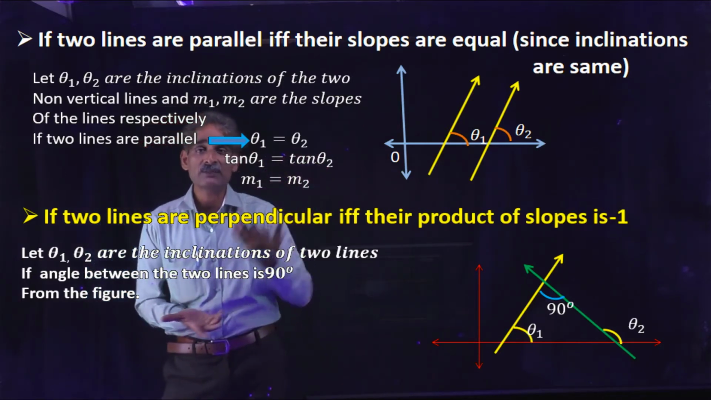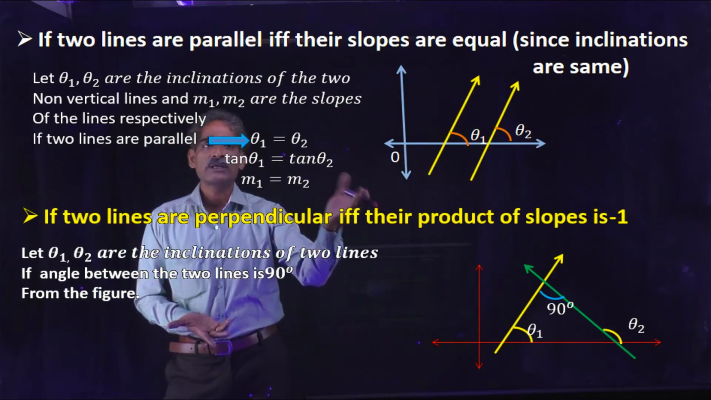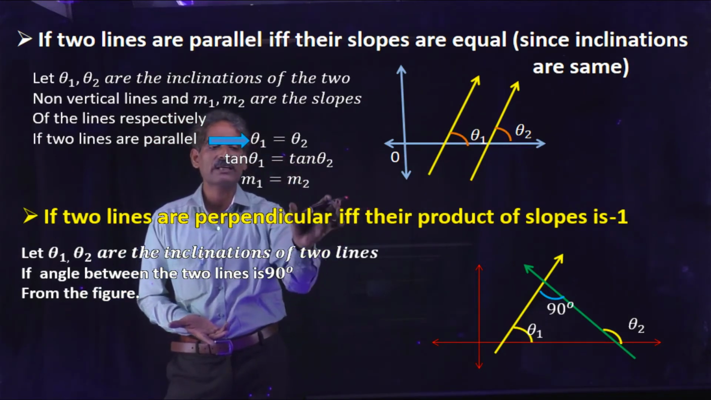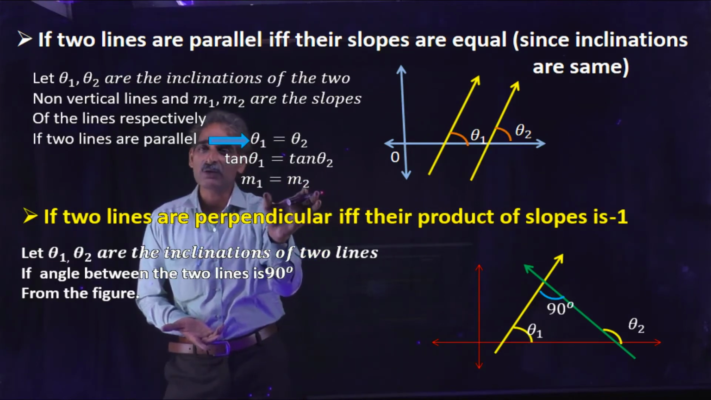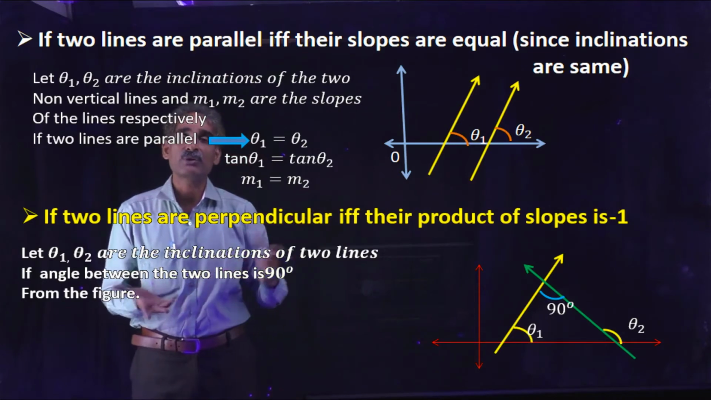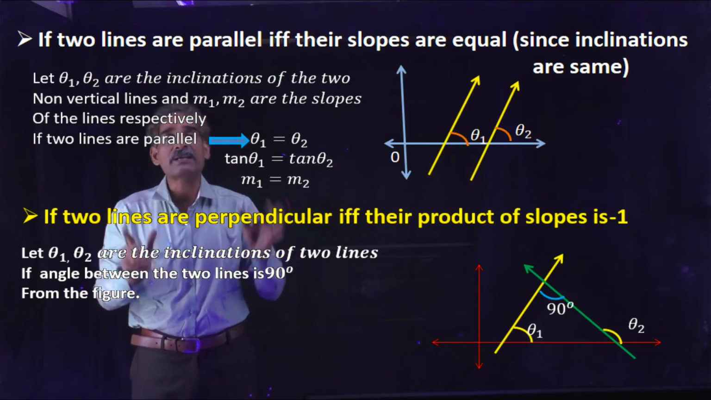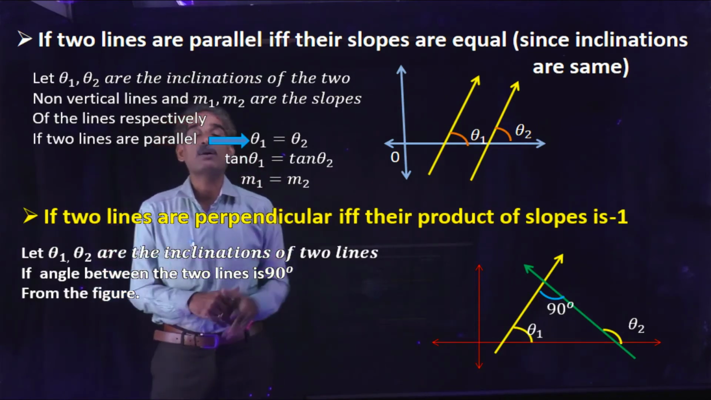Tan theta 1 is nothing but slope of the first line m1. Tan theta 2 is nothing but slope of second line m2. If the two lines are parallel, slopes are equal. m1 equal to m2. For parallel lines, slopes are equal. If the slopes are equal, lines are parallel. Okay, now come to second point.